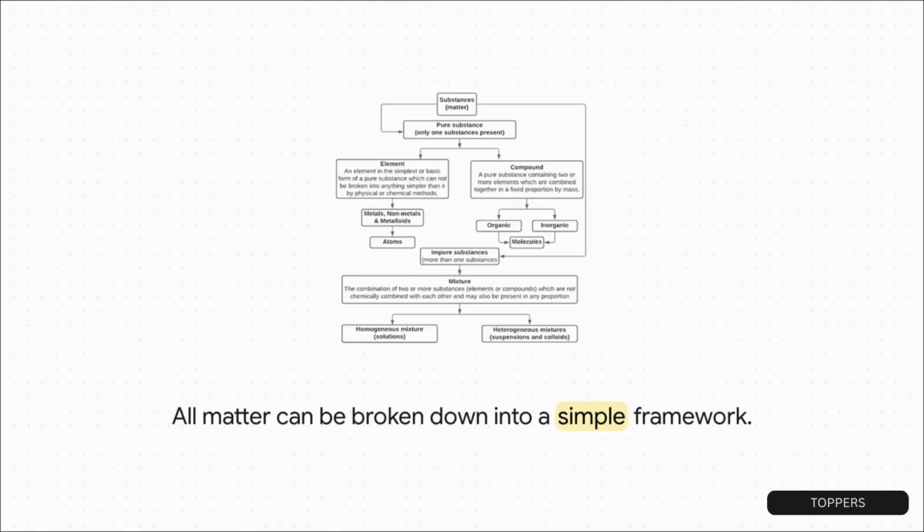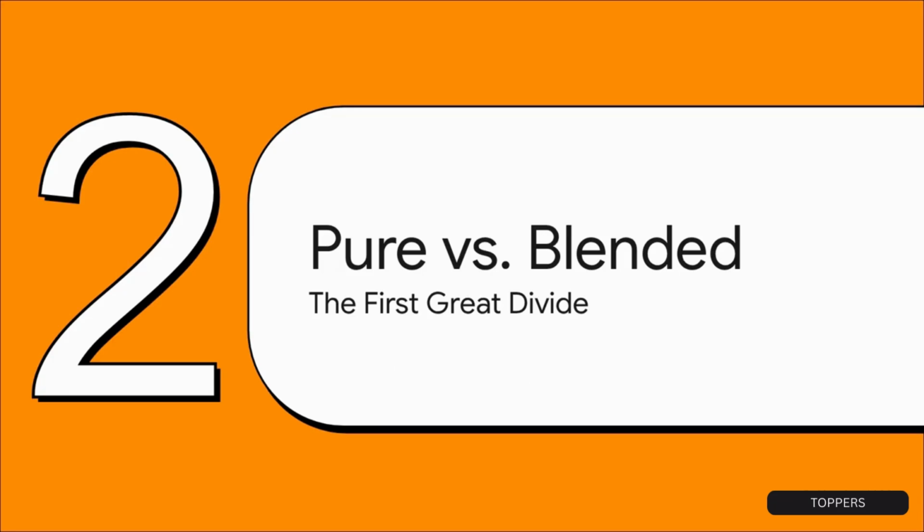And here it is. This is our guide for today. See at the top? Matter. That's literally everything. Now notice how it immediately splits into two main branches. That's the key. Everything, and I mean everything, is either a pure substance or it's a mixture. That right there is the first big decision we have to make. So this is it, the first great divide.